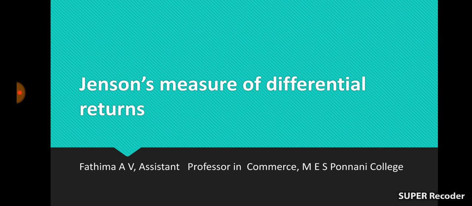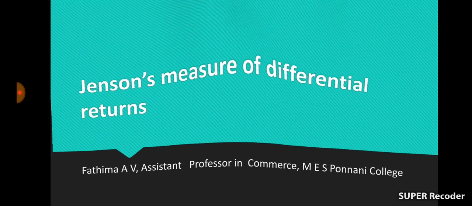Today I'd like to familiarize you with the portfolio performance measurement, that is Jensen's measure of differential returns. As the name indicates, in Jensen's measure of differential returns of portfolio performance evaluation, we are finding the difference between the actual returns and expected return. And for calculating the expected returns, we are using the capital asset pricing model equation, which we already discussed in the previous sessions.